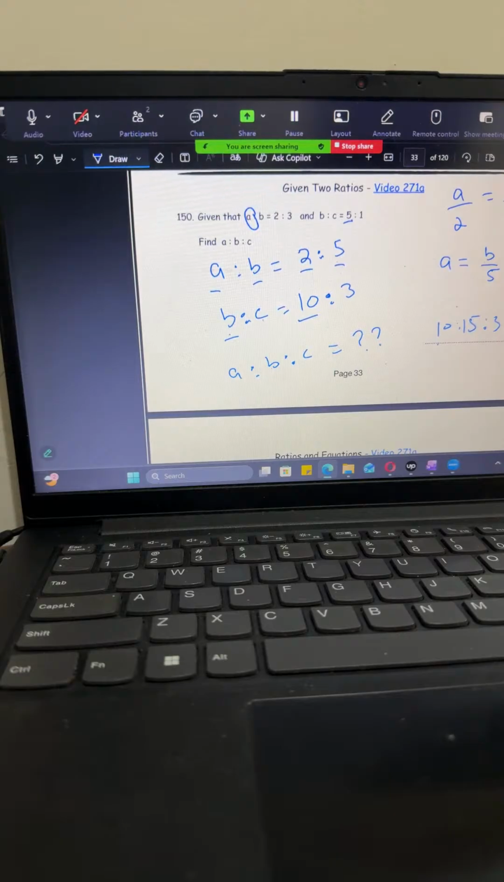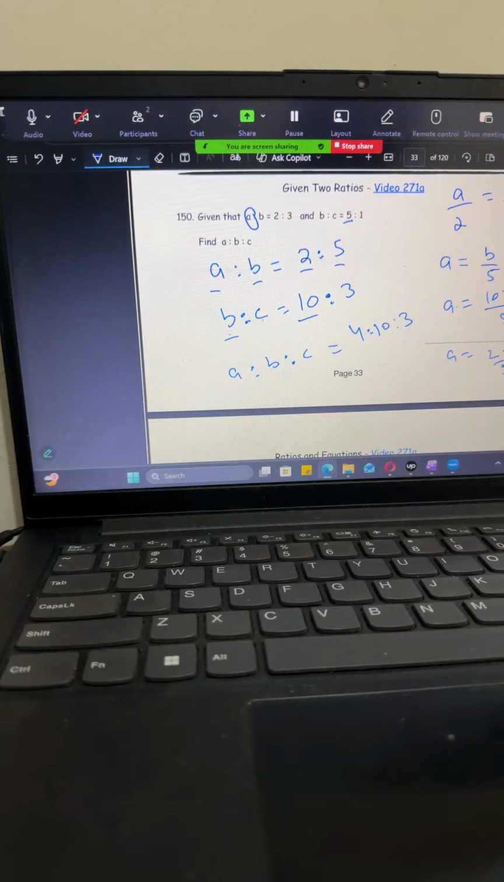It's 5. No, you have to replace the B with 10. Let me erase this one for a second. So 10 times 2 divided by 5. It should be 4. Yeah. 10 times 2 is 20 divided by 5 is 4. So A ratio B ratio C should be equals to 4, 10, 3. Is that clear? Yeah, okay.